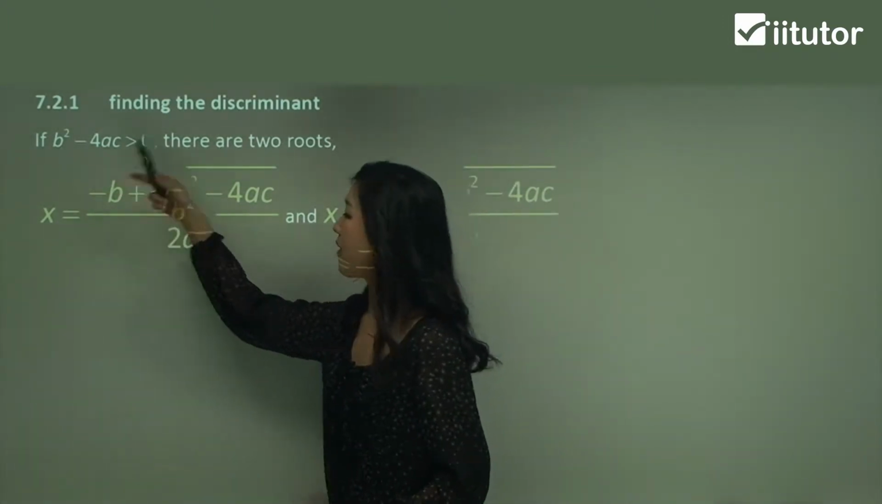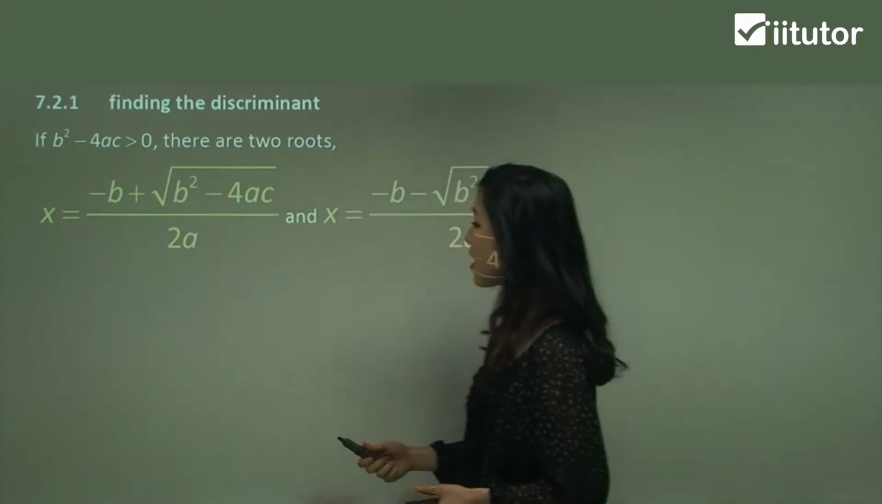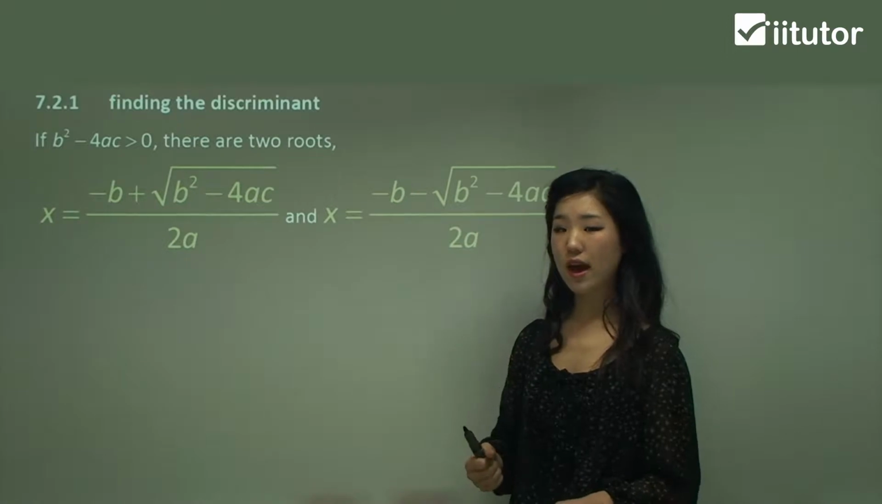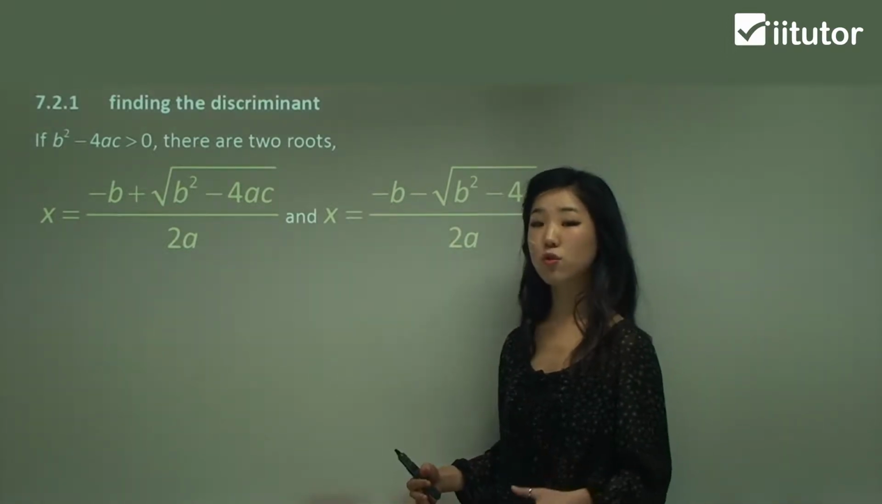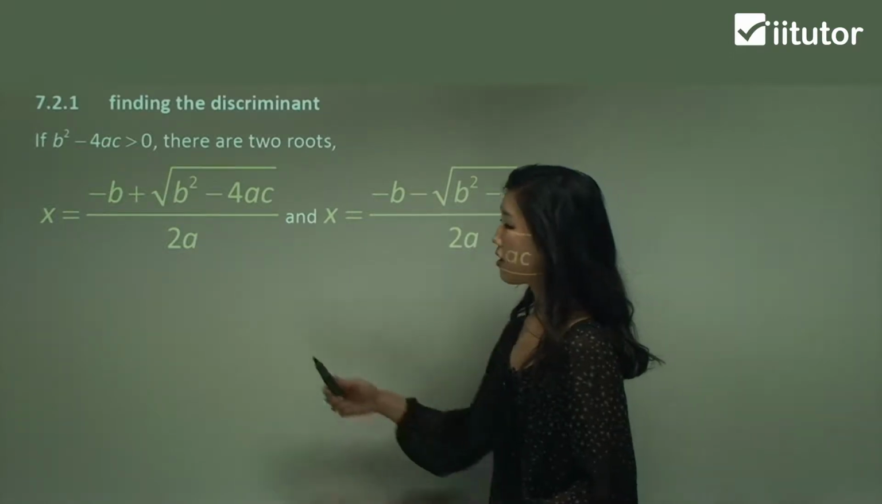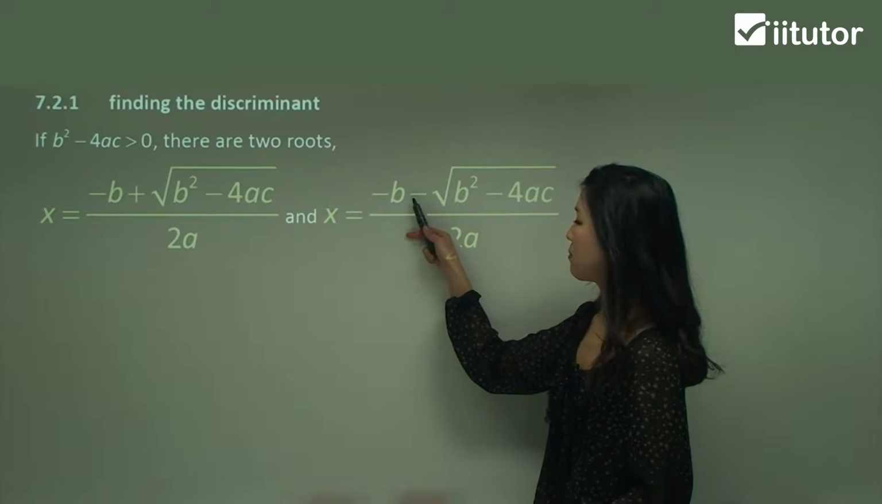Okay? If the value inside the square root, which is the discriminant, is greater than 0, then there are two roots. Okay? If you see that the discriminant is greater than 0, you can immediately say that there are two roots. So the first one is when it's going to be the positive one, and the next one when it's going to be negative.